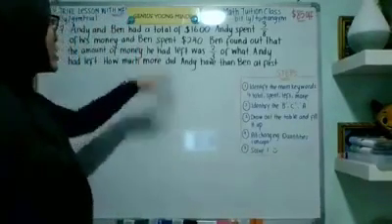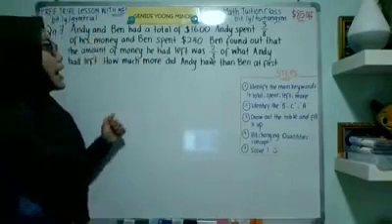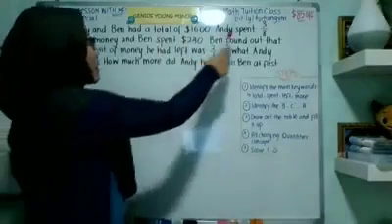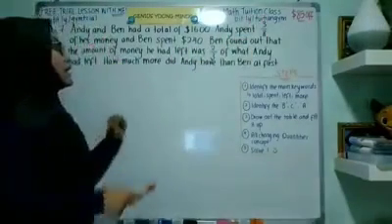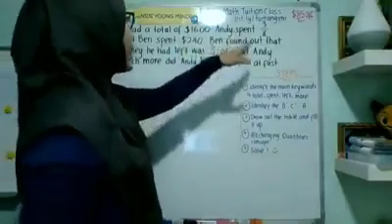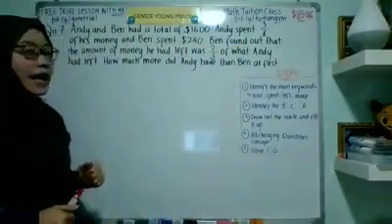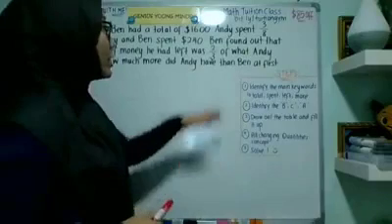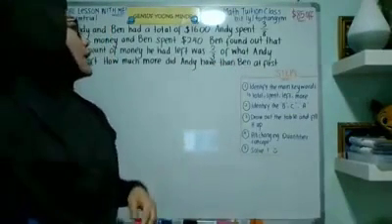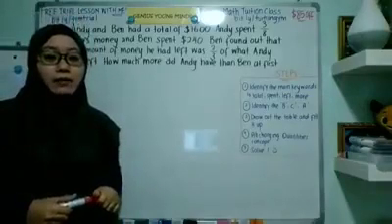Let's read once through. Andy and Ben had a total of $1,600. Andy spent 3/8 of his money and Ben spent $240. Ben found out that the amount of money he had left was 2/3 of what Andy had left. How much more money did Andy have than Ben at first?